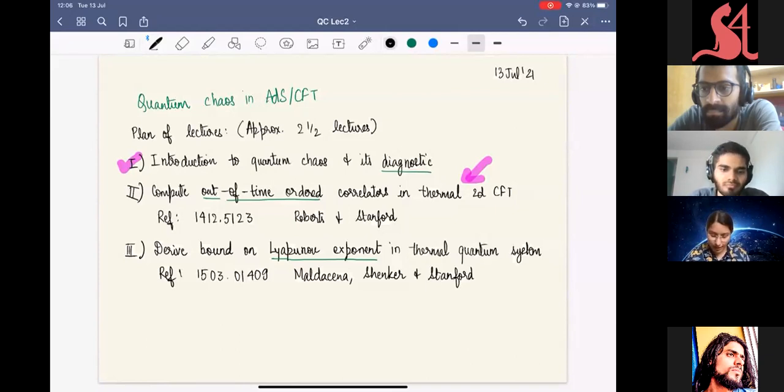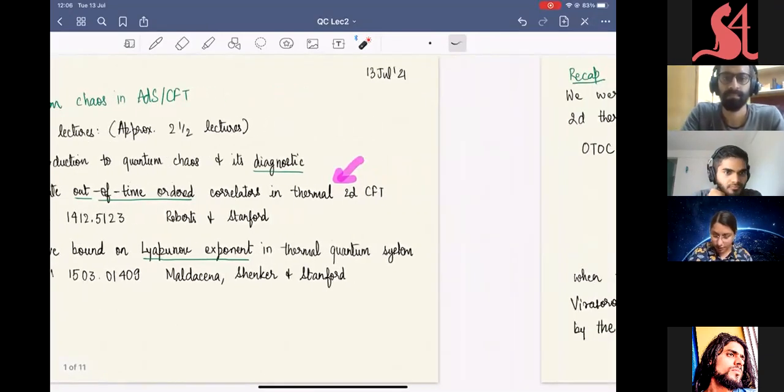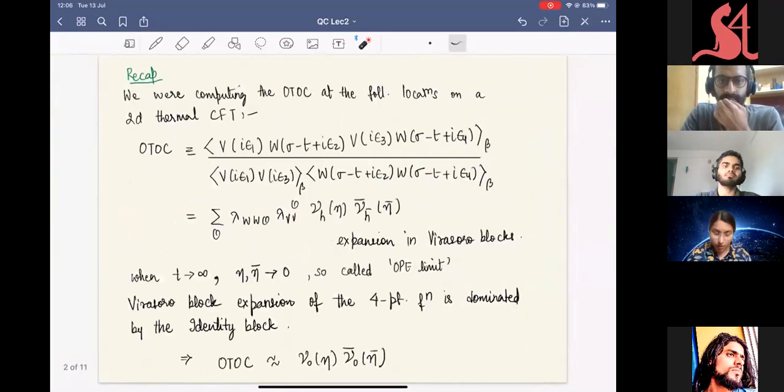As you saw in the last lecture, we covered the introduction, and we were midway through the derivation of the out-of-time ordered correlator in a thermal 2D CFT. A brief recap of the relevant parts. So we were computing the out-of-time ordered correlator.